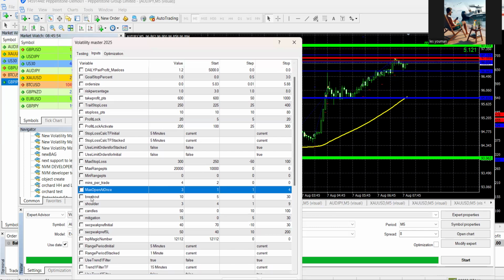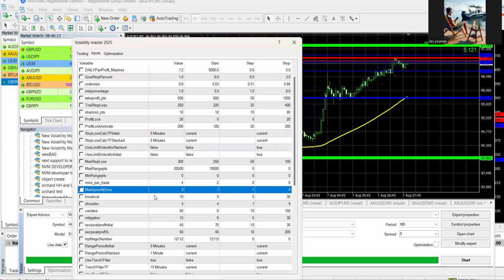All right, I'm going to go through this little set of settings here. They're sort of the technical ones that I don't expect you to fully understand or even to care about too much, but I will go through them. These all deal with range calculations and how far it needs to break away from those ranges before it actually trades.